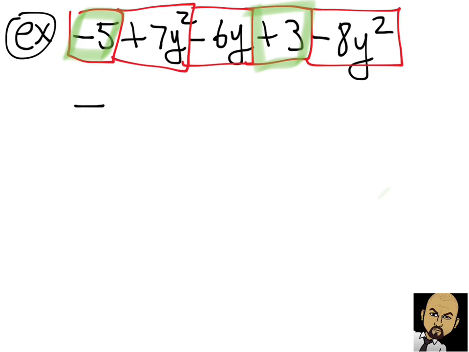Are they at war or they're at peace? They're at war. Who wins the war? The negatives. And when they're at war, you subtract the numbers. You end up with -2.